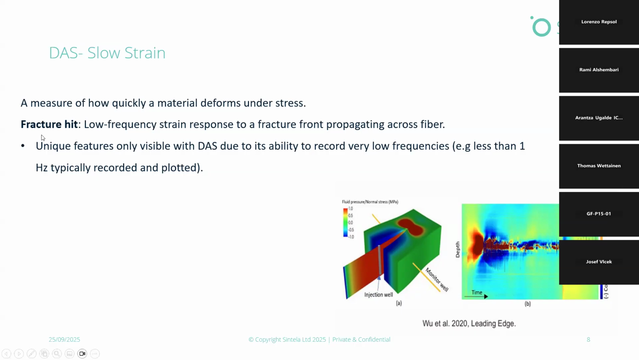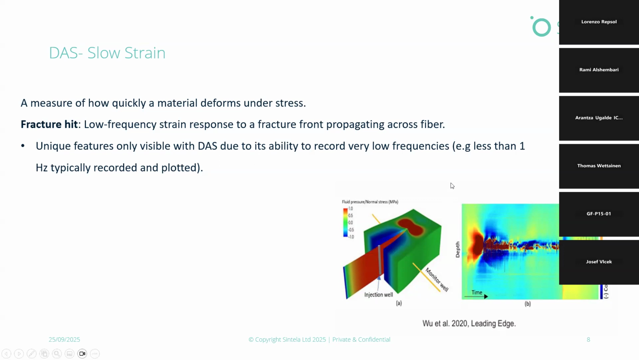In oil and gas, we use the fracture hit as the parameter for the low frequency strain response to a fracture front propagating across the fiber. This is a model to demonstrate that. We have a monitoring well and an injection well for a hydrofracking application. When the injection happens, it creates fractures within the rock mass. Here you can see a fracture propagating. At the tip of that fracture, we build up a tension area, that red zone showing tension. Then as the fracture propagates, you can see the blue zone, the compression area around the fracture site.